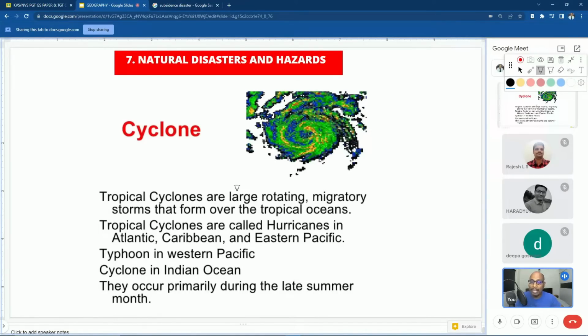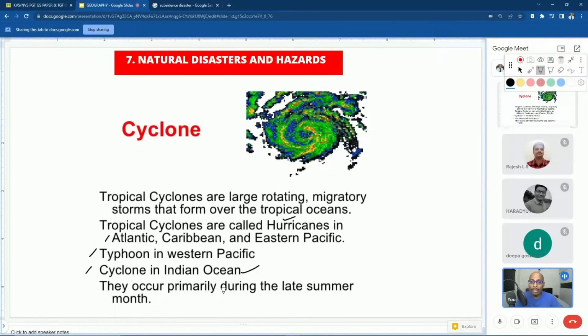So tropical cyclones are large rotating migratory storms that form over the tropical oceans. Tropical cyclones are called hurricanes in the Atlantic, Caribbean and Eastern Pacific, and in the Western Pacific these are named typhoons, and in the Indian Ocean we call it a cyclone. So cyclones, typhoons and hurricanes, all these are the same. The name given is different in different parts.